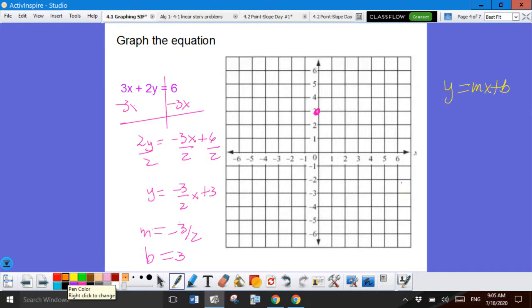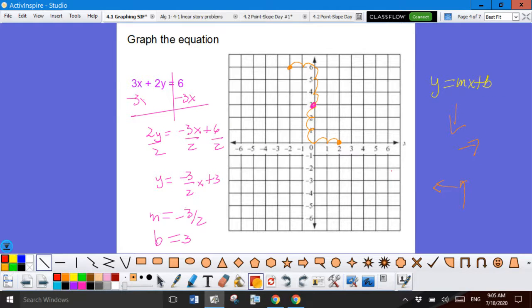And since this is negative, I know that I need to go down and to the right. So 1, 2, 3, 1, 2. And again, if I'm supposed to go down and to the right, the opposite would be up and to the left. So 1, 2, 3, 1, 2. And I've got my line, which is coming right through here. Now that is a negative, okay, because it's going down.